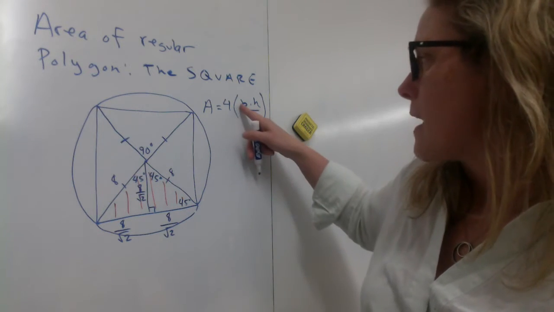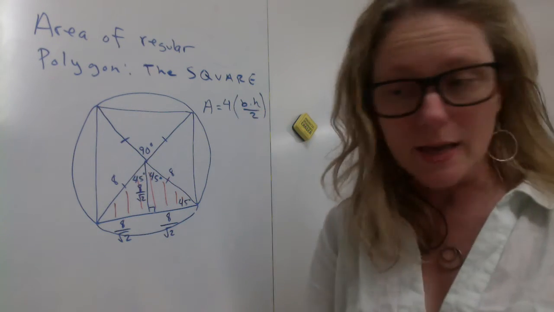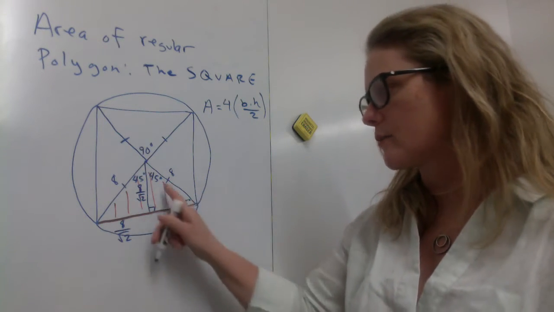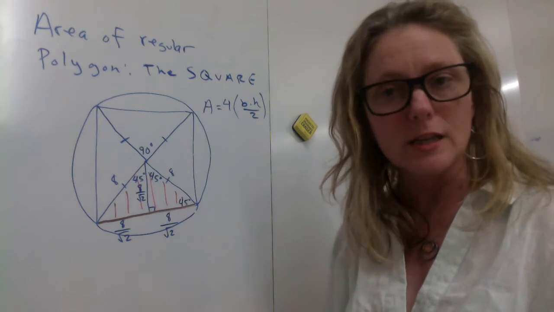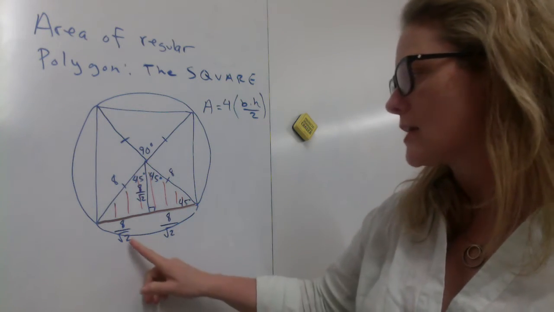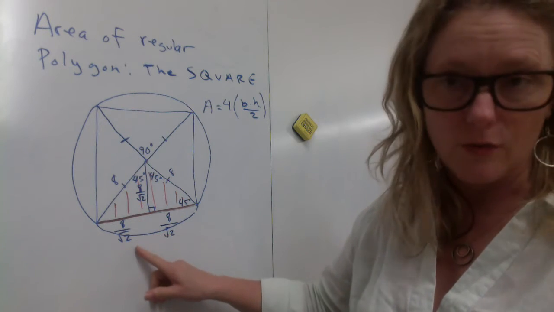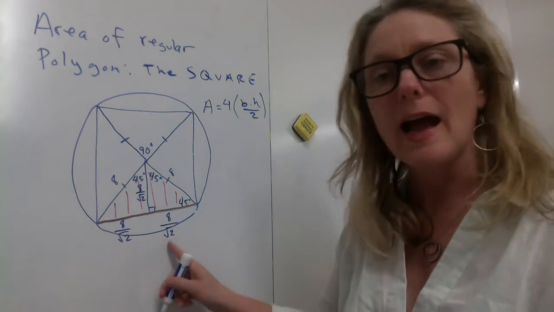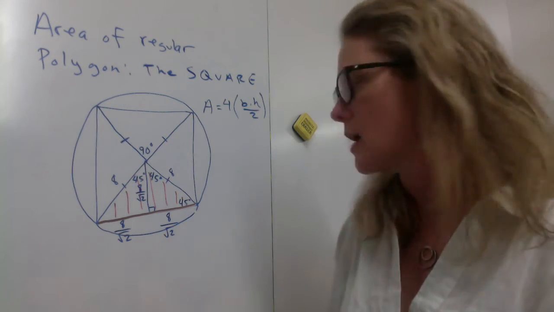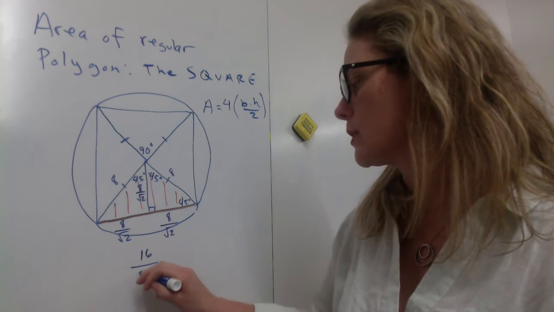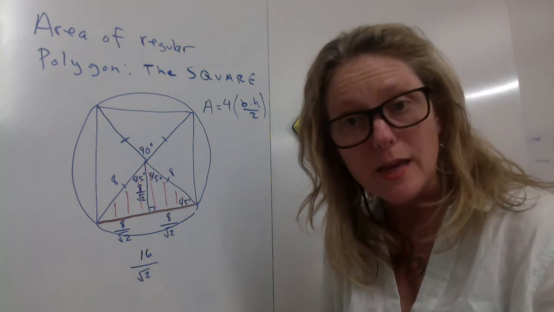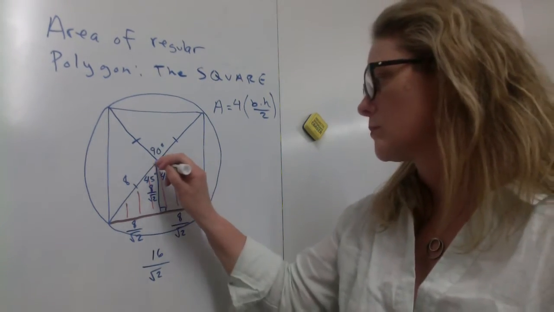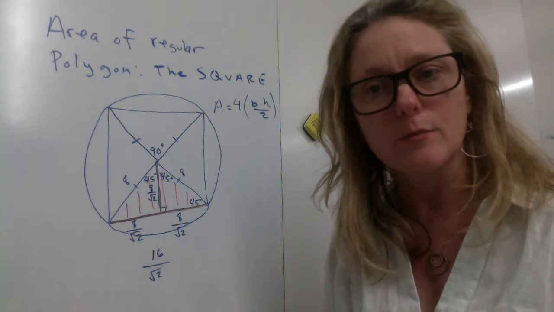So again, I want the base times the height. So my base is going to be this length right here, because again, I'm finding the area of that triangle that's shaded in red. So how do I find that? That's going to be 8 divided by root 2 plus 8 over root 2. I add 2 fractions. The denominator stays the same. That's going to be 16 over square root 2. So that is my base. What is the height? That is right here. That is 8 divided by root 2.